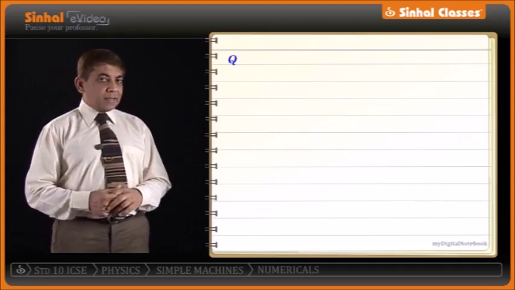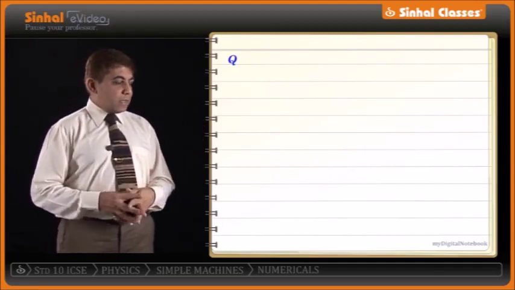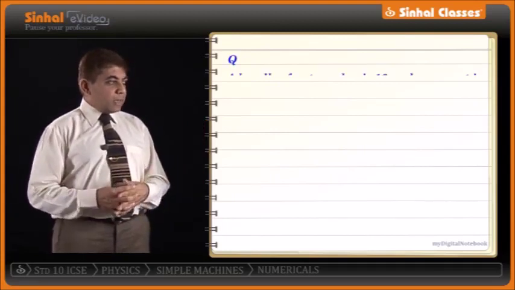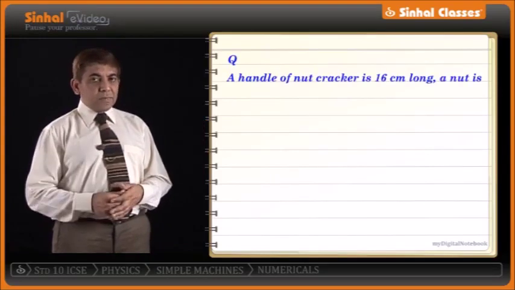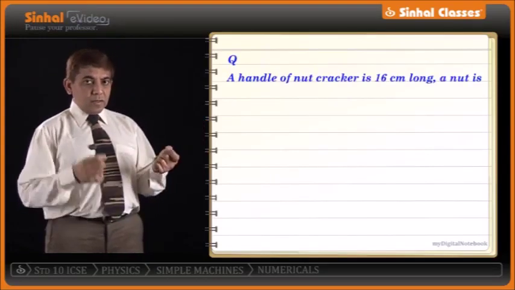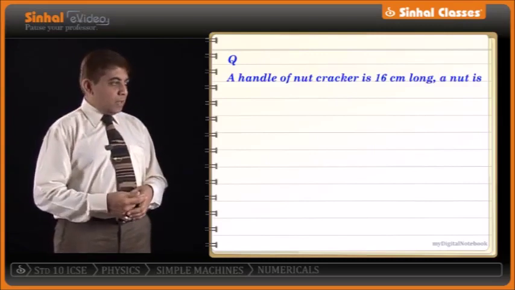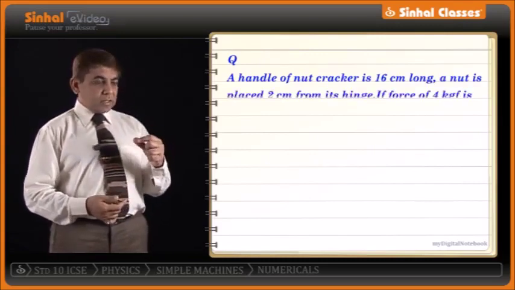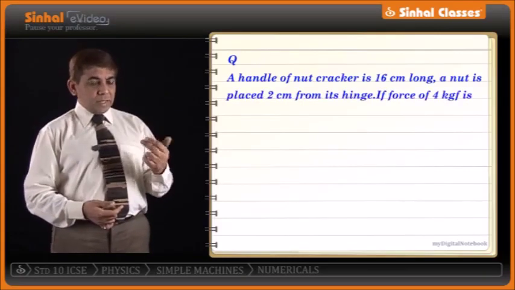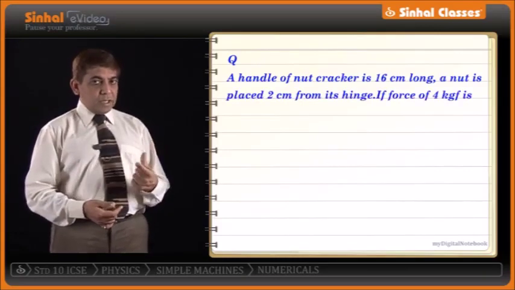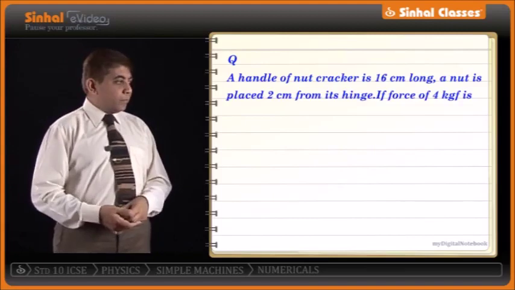A handle of a nutcracker. Now we are going into a practical based example. The handle of a nutcracker is 16 centimeter long. That is the total length from the fulcrum to the end of the nutcracker. A nut is placed 2 centimeter from its hinge, that's the fulcrum. So 2 centimeter from the fulcrum, we are placing the nut.